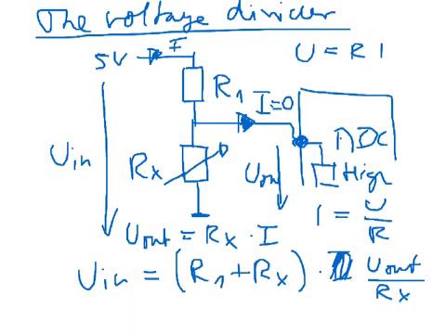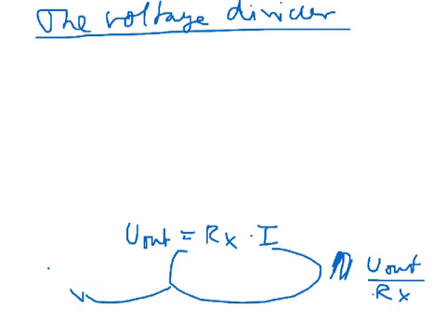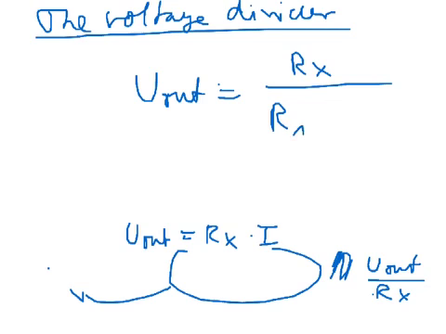Now let's write that down a little bit better. We can actually bring these guys to that side and that guy to that side, and we get an expression like, let's make some room here. We can write down an expression like this. U out equals Rx divided by R1 plus Rx times U in.